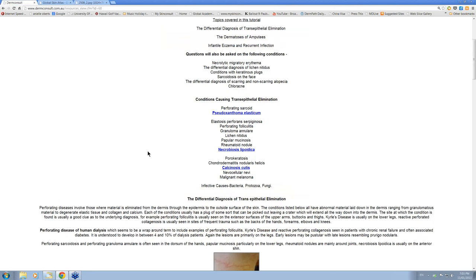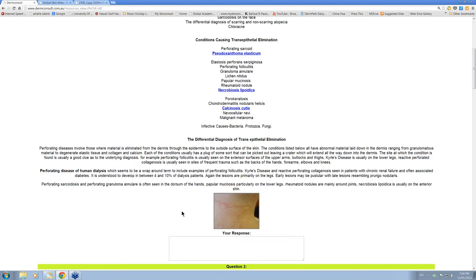So that sort of picture is common to most of the cases of transepidermal elimination. We said in this one of Girl's disease, it's understood to develop, this perforating disease of human dialysis, in between 4 and 10% of dialysis patients. The lesions are primarily on the legs. Early lesions may be pustular, but late lesions resemble prurigo nodularis, as those particular ones did.